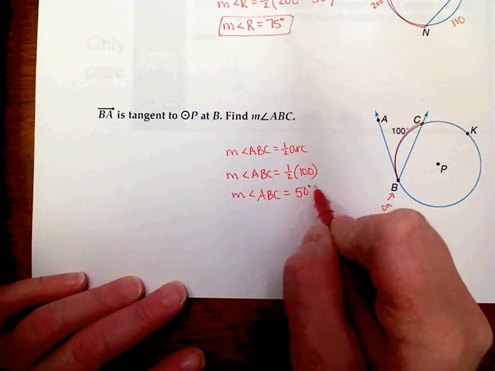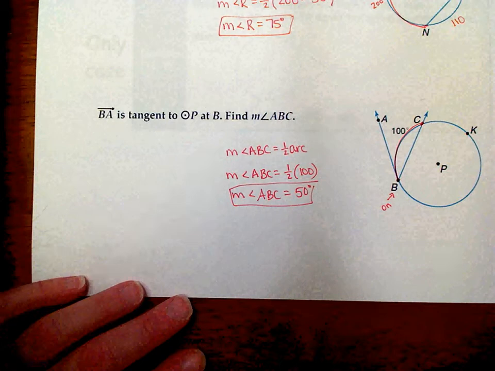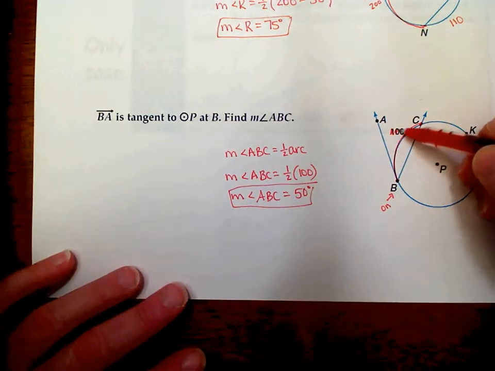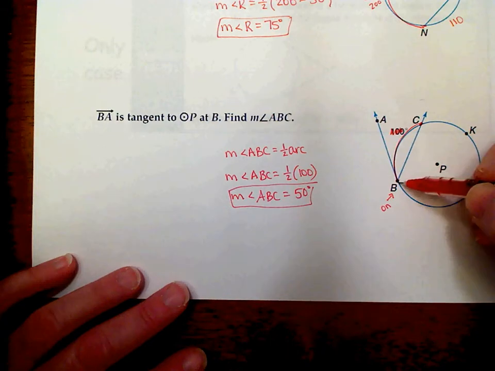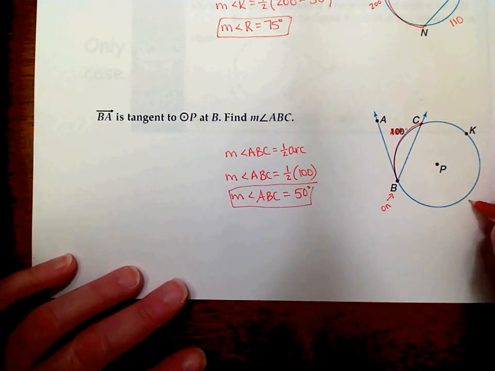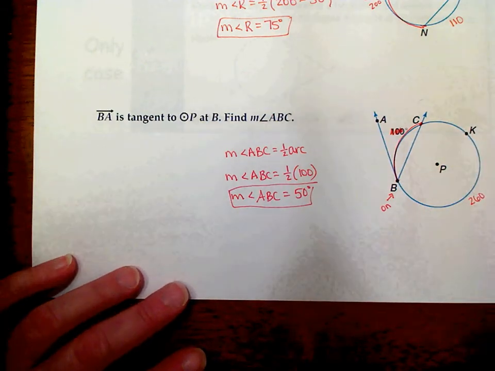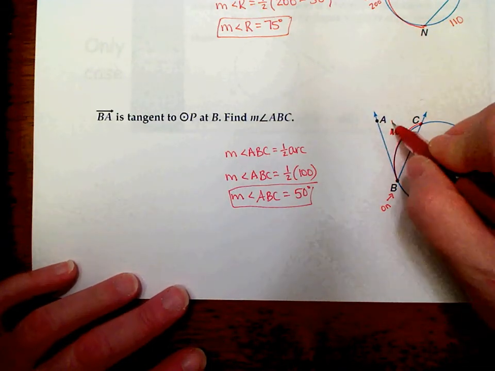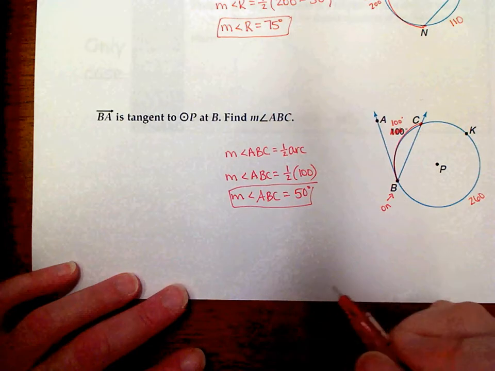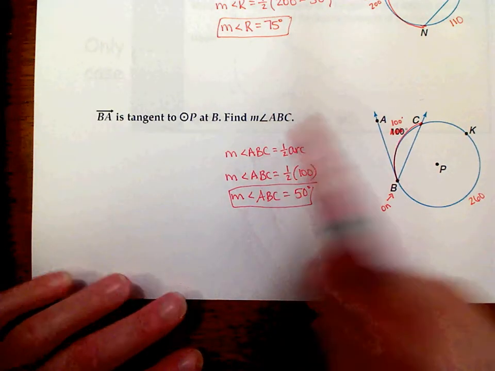Again, if I wasn't given the 100 and instead I was given this major arc, CKB, to be 260, I could find that arc by simply taking the 260 from 360 and getting that 100 degrees that I need for the problem. So they might not always give you the ones that you need, but you can figure them out.